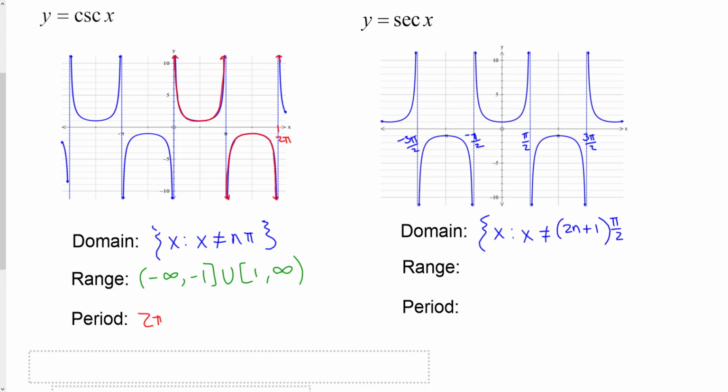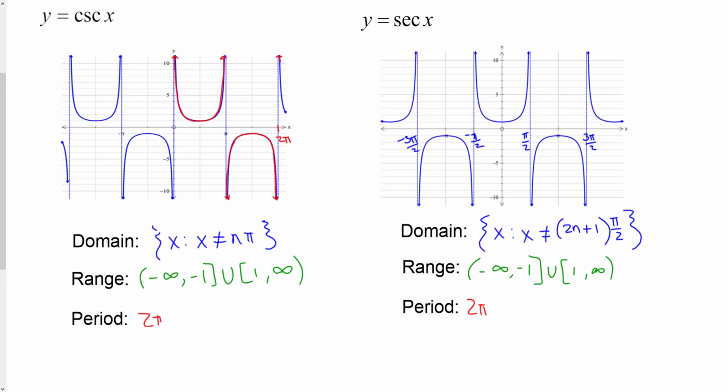Similarly, if I plug in an integer, there's no way that I could get 0 out here. So I put n equals 0, 2 times 0 plus 1 is 1. So I'm safe there as well. So that's the domain of the secant. The range is the same. So the range is still from negative infinity up to negative 1, and then union 1 to positive infinity. The 1 and negative 1 are included, and the period is also 2 pi.